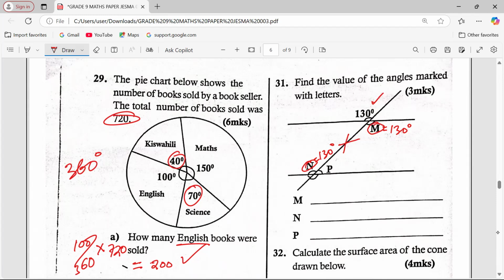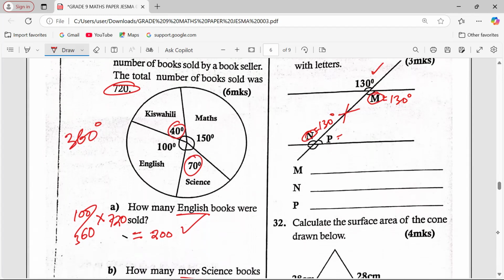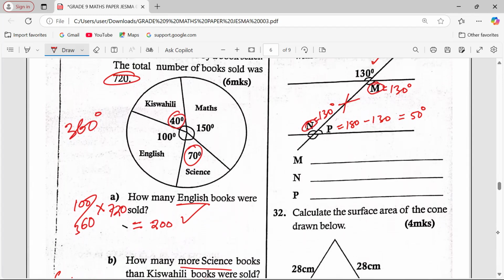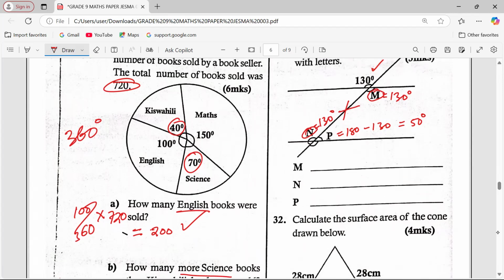The angle at P is going to exactly be 180 minus 130, giving us 50 degrees. So the angle there is going to be 50 degrees. This is because N and P are on a straight line, and we are already having N as 130. So P automatically becomes 50.